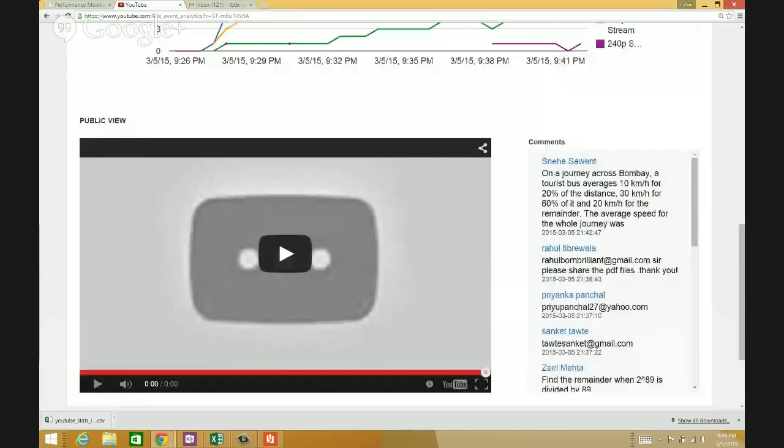On a journey across Bombay, a tourist bus averages 10 for 20% of the distance, 30 for 60%, and 20 for the remainder. Find the average of the whole journey. Okay. 10 kilometers per hour for the first 20%, 30 for 60%, and 20 for the remainder. The remainder is basically 20%. Now, there's a way to calculate.